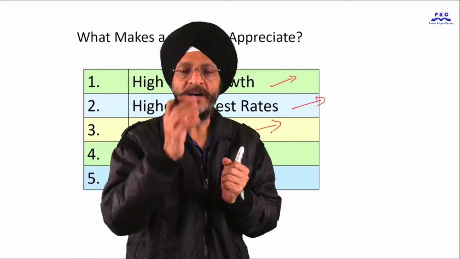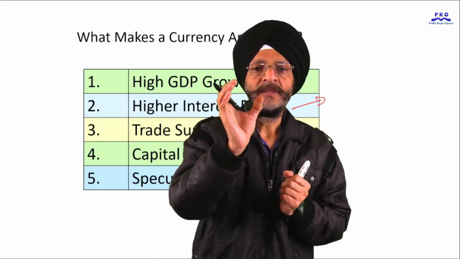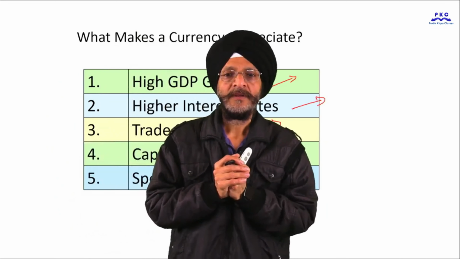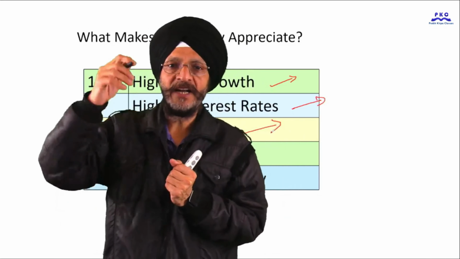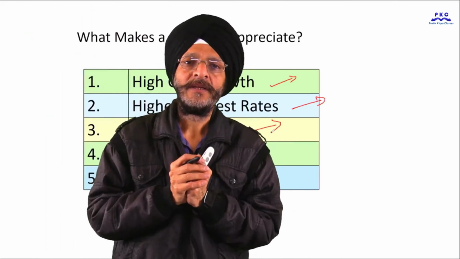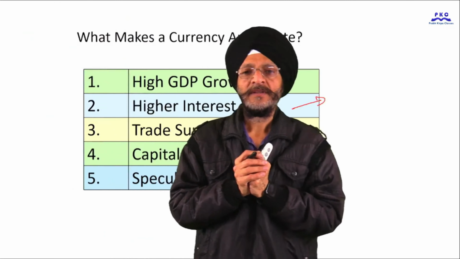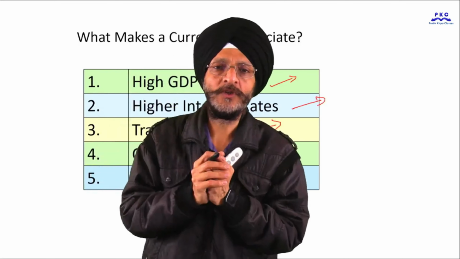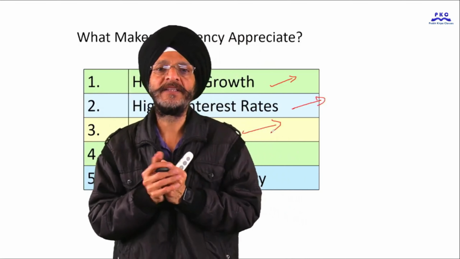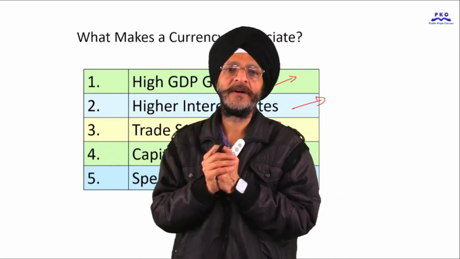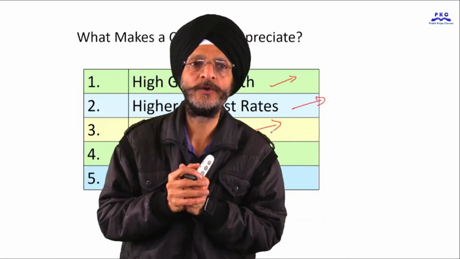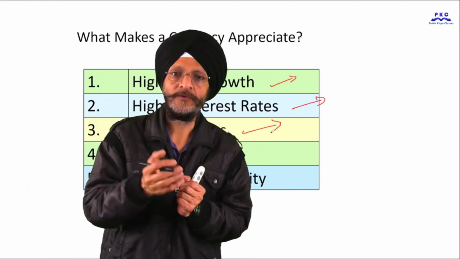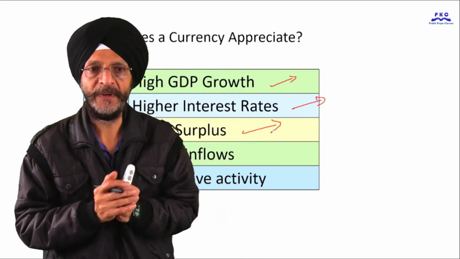Next is trade surplus. Trade surplus means exports are more in comparison to imports. When the exports are more, it means that the foreigners have to pay more to get goods from that country. So to pay for the exports, the foreigners will have to buy the domestic currency. It increases the demand for domestic currency and ultimately results in the appreciation of the currency of the country from where the exports are being made.